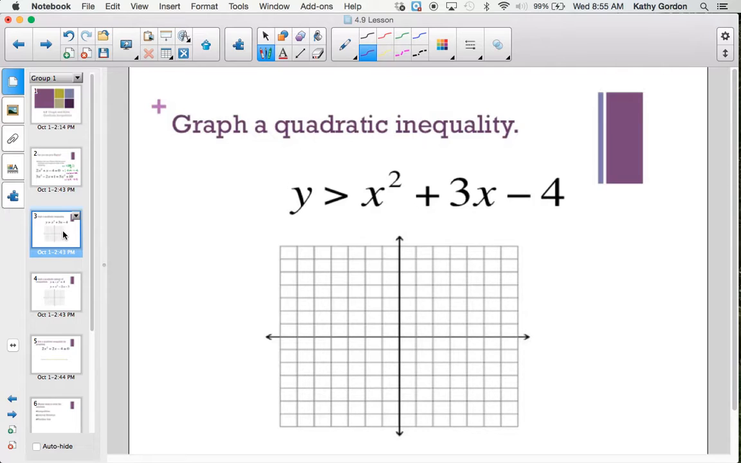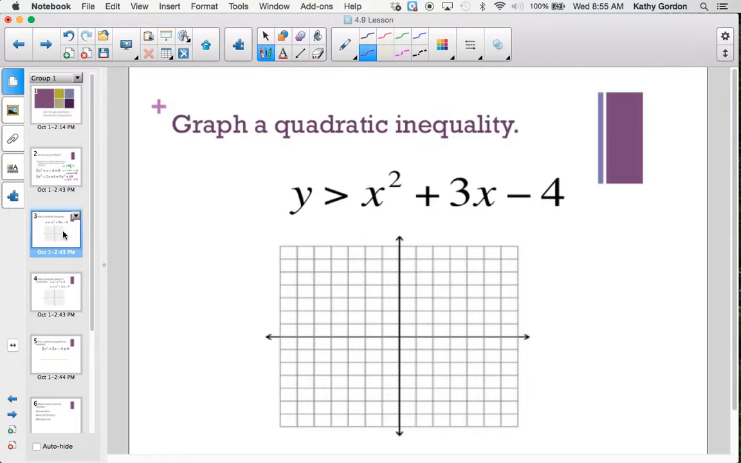I want you to take a shot at this without me telling you anything, because you actually know enough to figure this out. Okay? You now know how to deal with quadratics in a graphing situation. You also have some knowledge of how to graph inequalities from our work with linears.